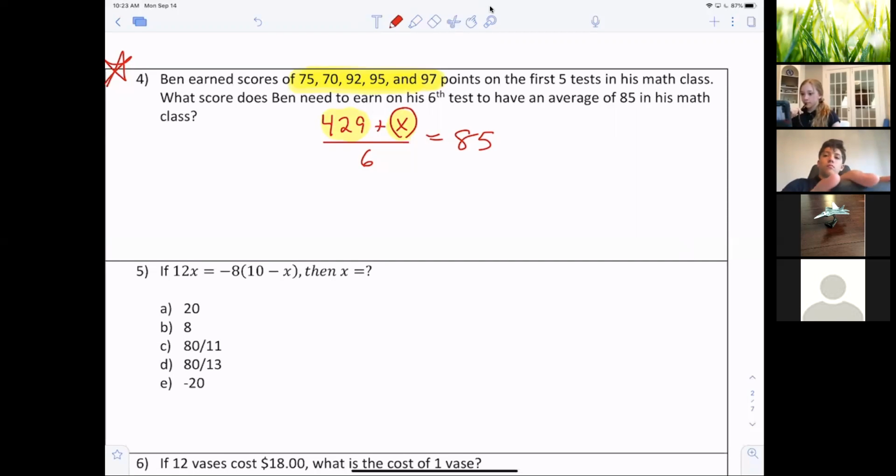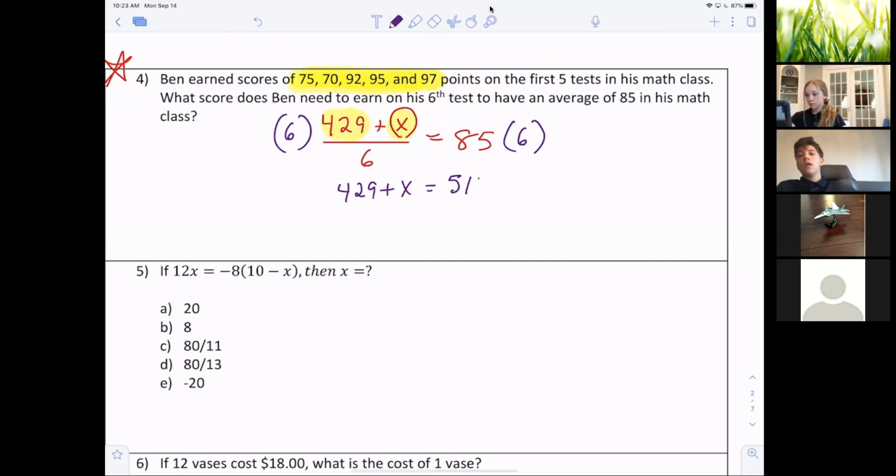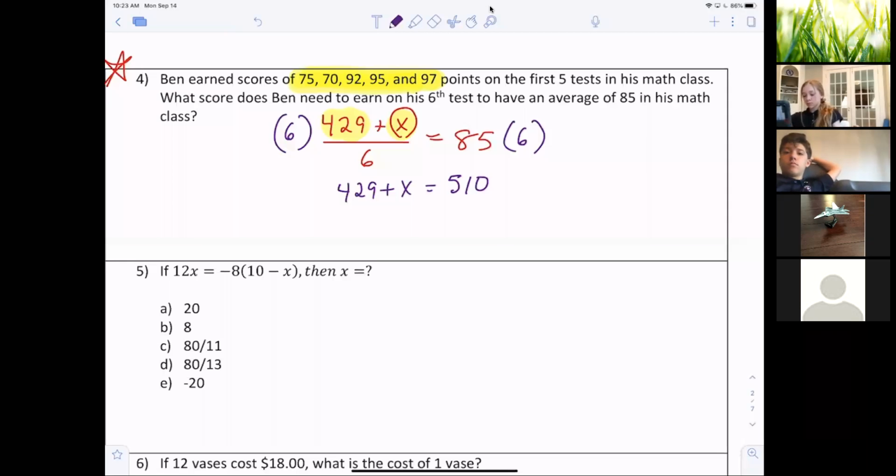Now, you can't divide by 6 because there's an addition sign. So how do I get rid of the divided by 6? Tell me. Times it by 6. Multiply both sides by 6. So what I want you to do is I'm going to put 6 in parentheses here, 6 in parentheses here. So now I have 429 plus x is equal to, somebody? 510. 510. Is that a problem? Mr. Greek, you know this? Right? So again, I'm telling you, don't put 85 times 6 down without saying on your calculator, what's 85 times 6?